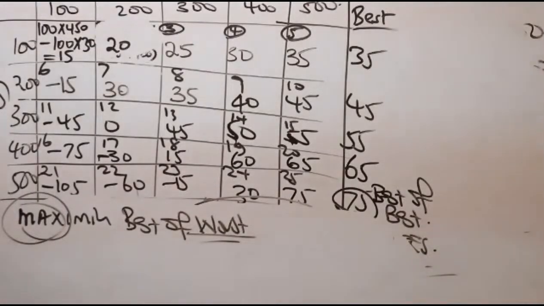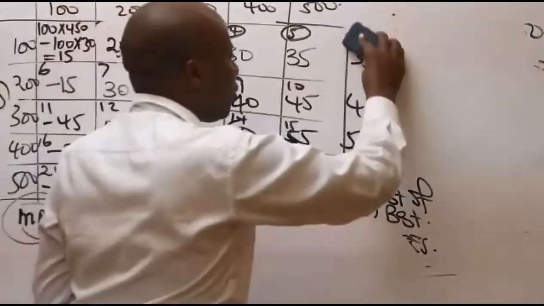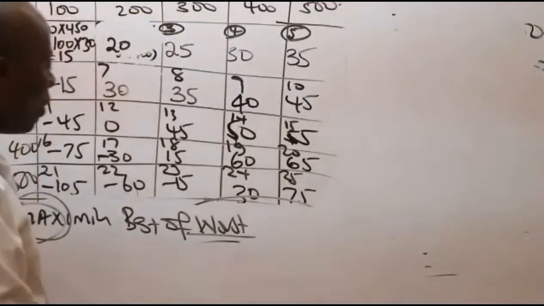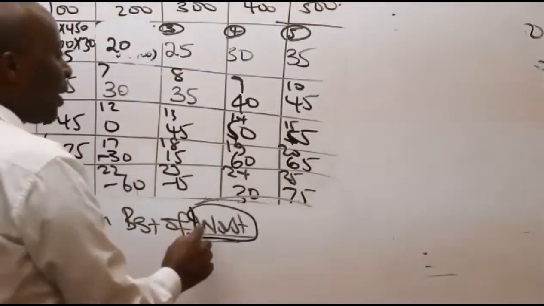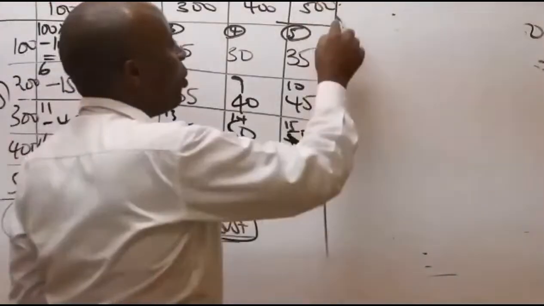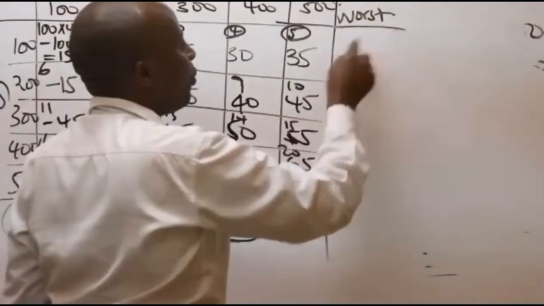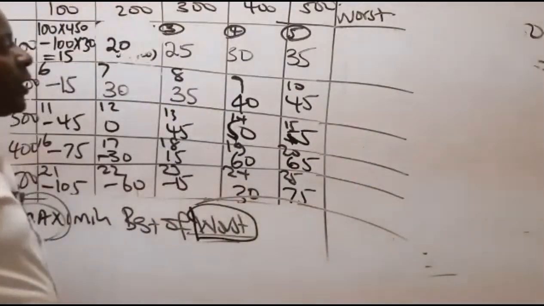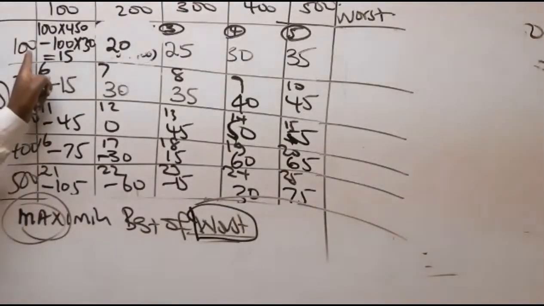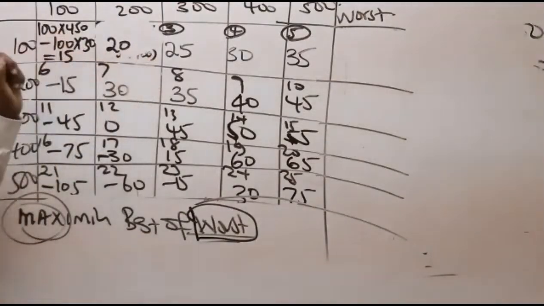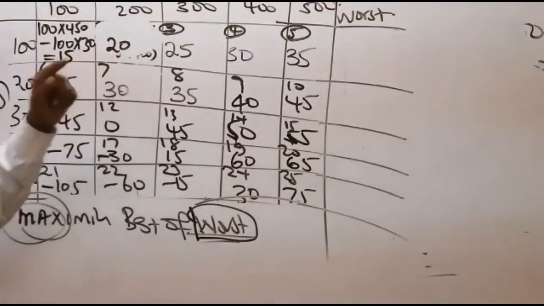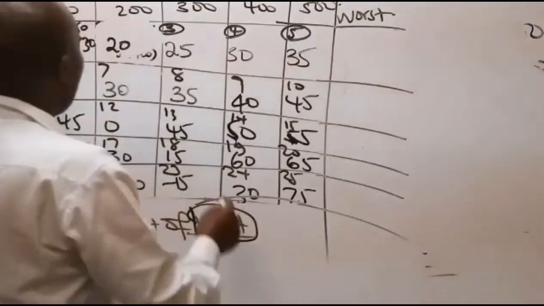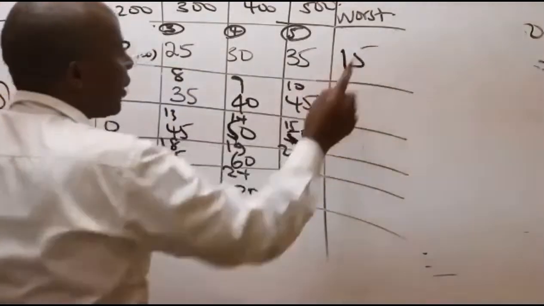And then, ladies and gentlemen, what I'm supposed to do is create a column here for worst. So we need to start with worst. For worst, we go to each row, each alternative, and select the worst profit, which will be the lowest profit. The worst profit here is 15, the very lowest.